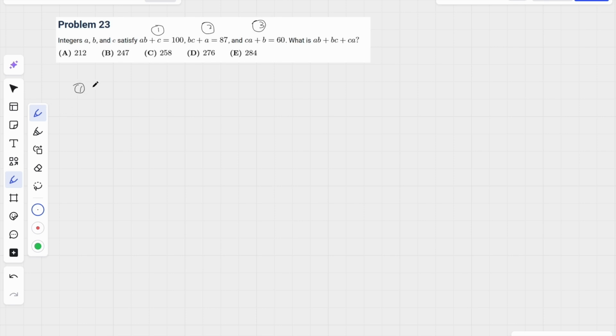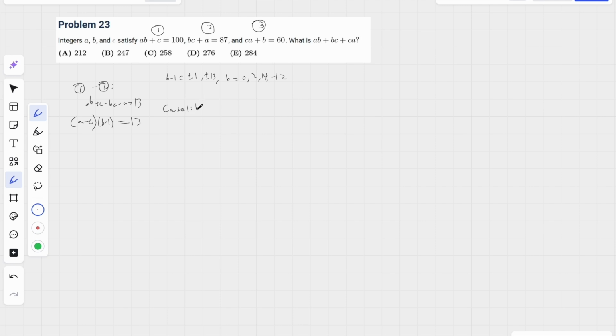So now if we subtract equation 2 from equation 1, we get ab plus c minus bc minus a equals 13. Now we can factor this into (a minus c)(b minus 1) equals 13. So now we get b minus 1 equals plus or minus 1 or plus or minus 13. So we get b equals 0, 2, 14, or negative 12. So now let's do some casework.